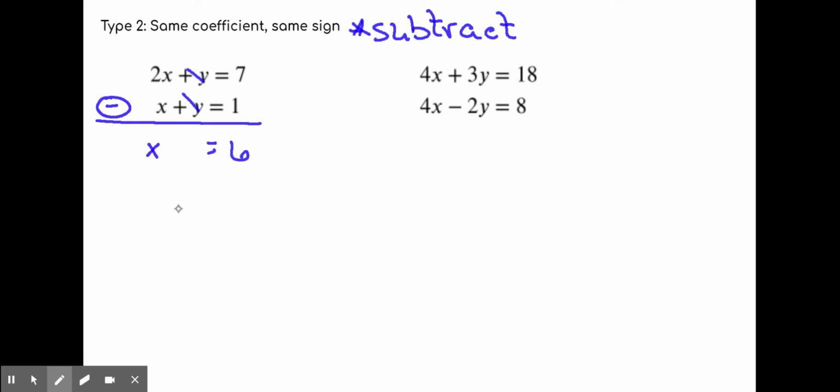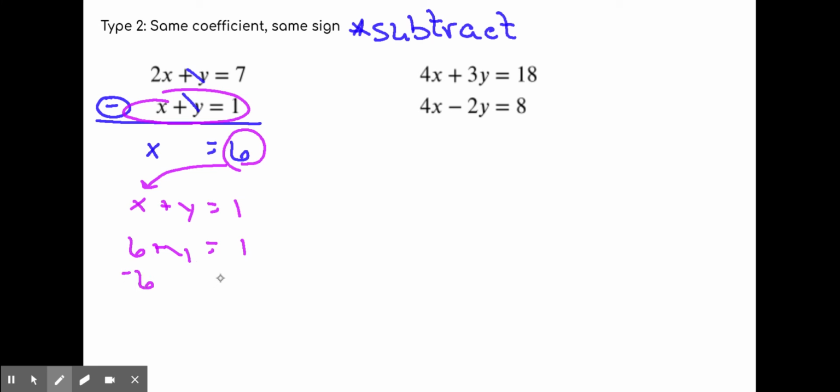I don't even have anything else to solve, but I still have to find y, right? So I get to pick my equation. I like the bottom one just because it's got some nicer numbers. So x plus y equals 1. I'm going to plug in 6 for x. So 6 plus y is 1. I'm going to subtract 6 from both sides, and y is -5. So don't forget to write your answer as an ordered pair. (6, -5) is the point where these two lines intersect.